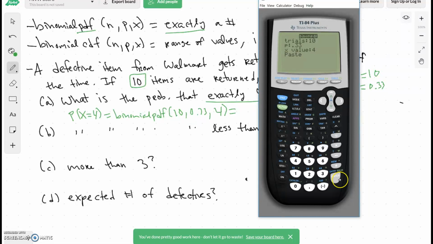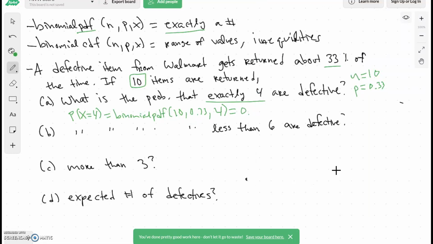So I'm going to press enter, paste, and the answer is 0.2253. In other words, this is approximately 23%. So there is a 23% chance that exactly 4 of those 10 returned items are defective.